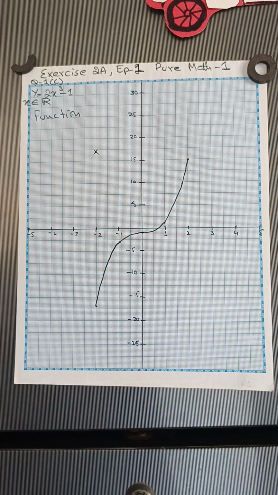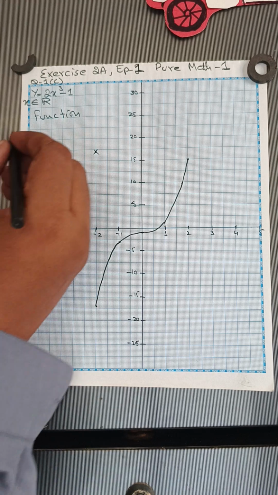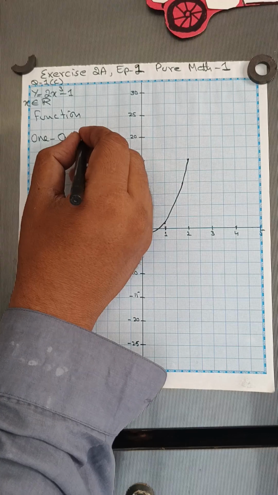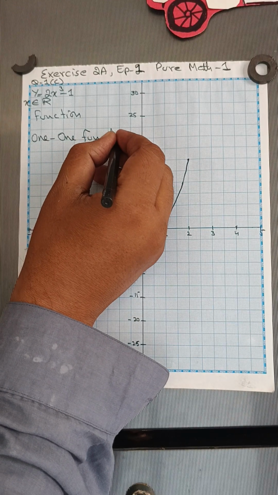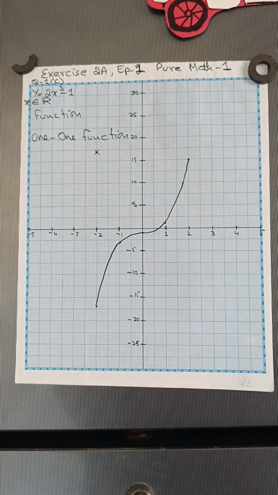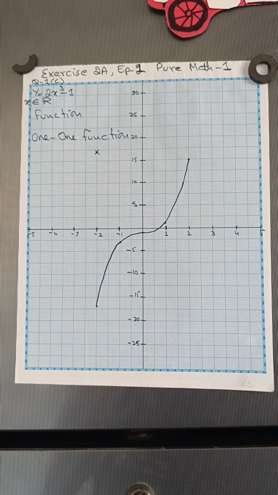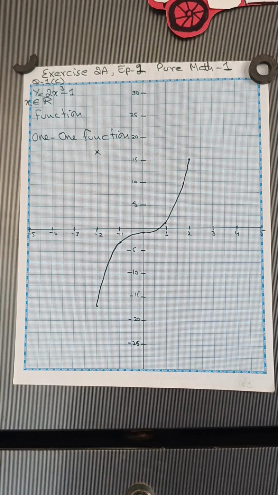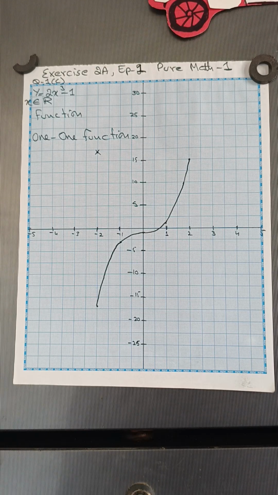Wherever you put it, the graph is being touched only at one place. So what is this? This is a one-one function. So my dear students, this is how you will do question number 1, part C. This is exercise 2A, and this is our second episode on this exercise.